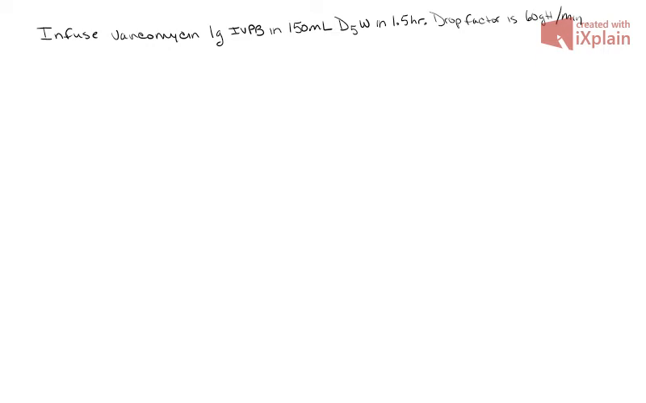Our equation is infuse vancomycin 1 gram IV piggyback in 150 mL of D5W in 1.5 hours. Our drop factor is 60 drops per minute. Remember that the 60 drops per minute is also called micro drip tubing.